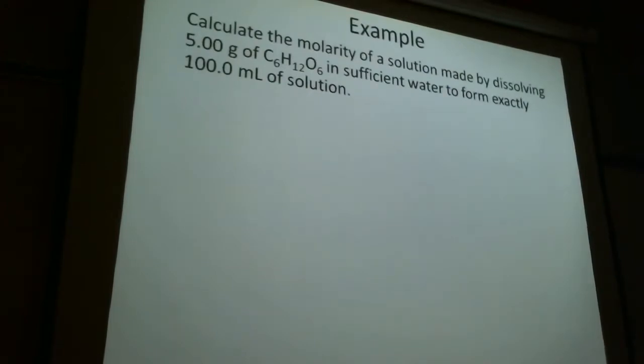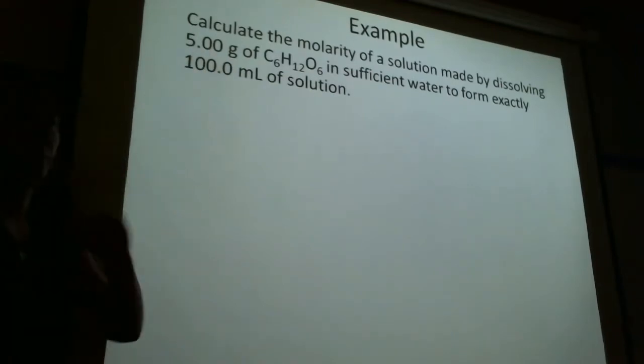So let's go through this one together. Calculate the molarity of a solution prepared by dissolving 5 grams of this sugar in sufficient water to form exactly 100 milliliters of solution. So we've got to look at our problem, ask ourselves, are there any conversions I need to make? If so, what are they? And then go through the arithmetic. So is this just 5 divided by 100? I'm done?